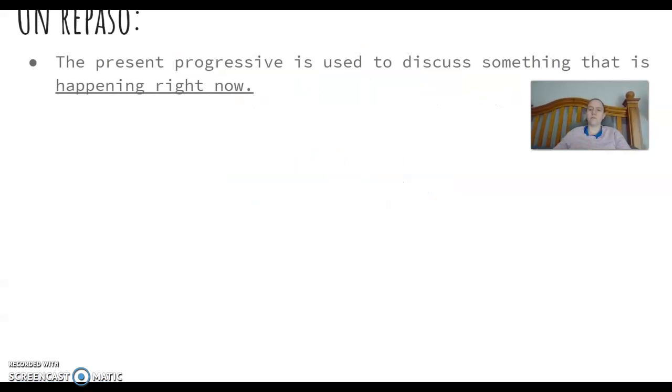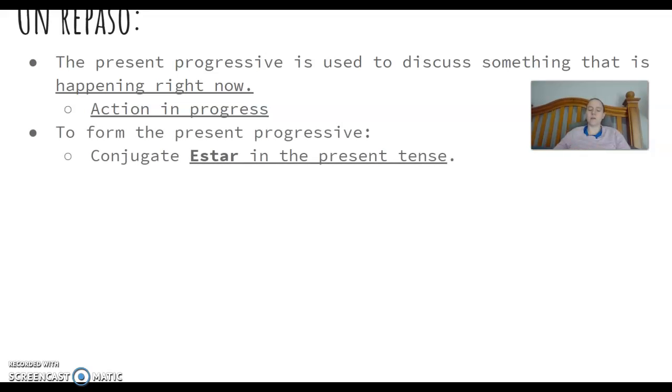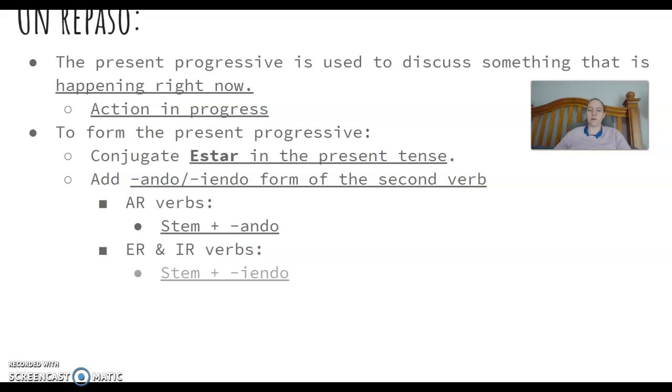The present progressive is used to discuss something that is happening right now. So it is that action in progress that we learned about when we talked about ser versus estar. To form the present progressive, we conjugate estar in the present tense, and then we add the ando or iendo form of the second verb. For AR verbs, it's the stem with ando. For ER and IR verbs, it's the stem with iendo.